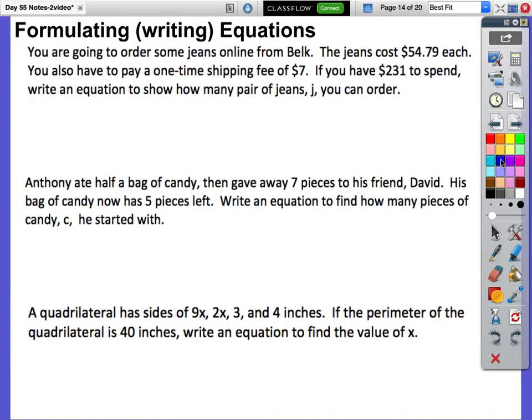So right here, this is important information. When it gives us a variable, remember that's telling us what is missing. That is telling us the thing that we're trying to figure out. The variable is the puzzle we're trying to solve. It's the answer we're trying to find. So when they give you this information, that's a huge clue as to what you need to be thinking. So we're trying to figure out how many pairs of jeans you can order.